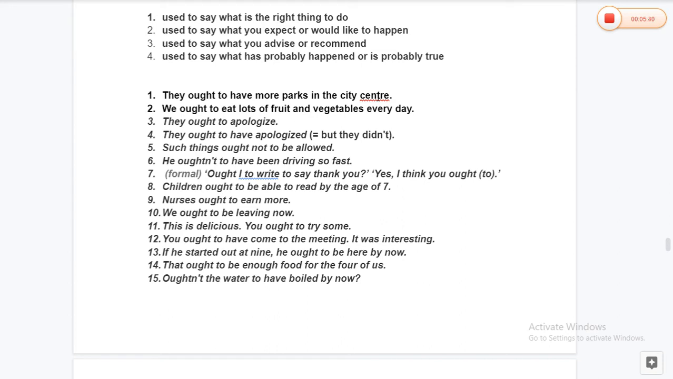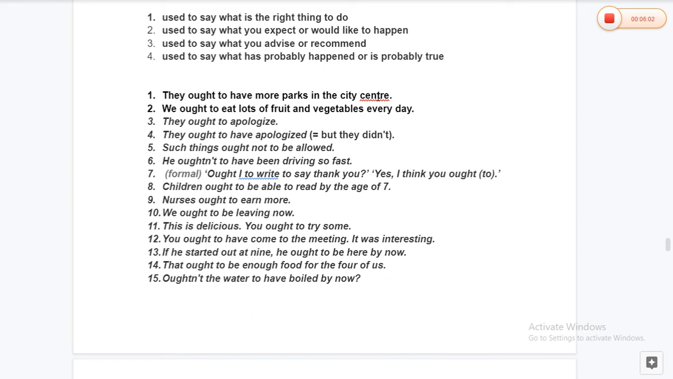They ought to apologize. They ought to have apologized, but they didn't. They ought to have apologized, but they did. It means they are regretting not apologizing. Such things ought not to be allowed. He ought not to have been driving so fast.